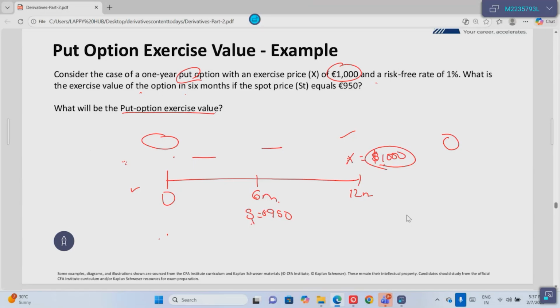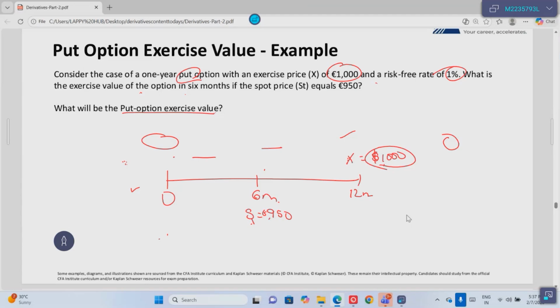Now remember, the key point here is the discounting factor. I will sell for 1,000 after 6 months, right? After 6 months, so the value is how much? Six months back. Clear? So I have to consider the discounting aspect. 950 is the spot price.